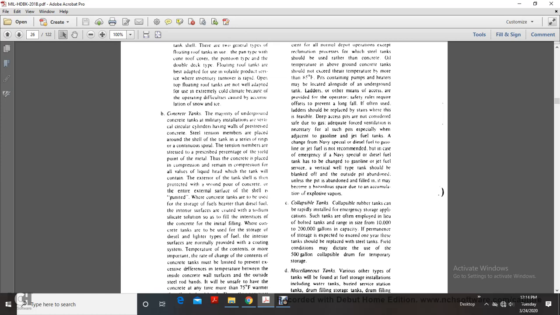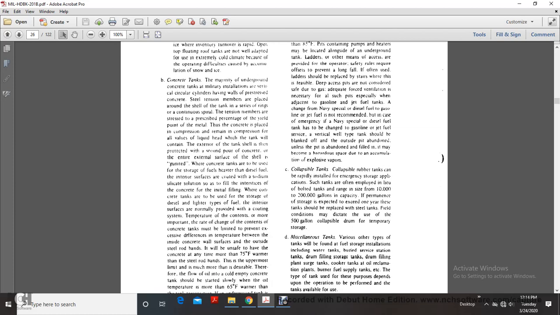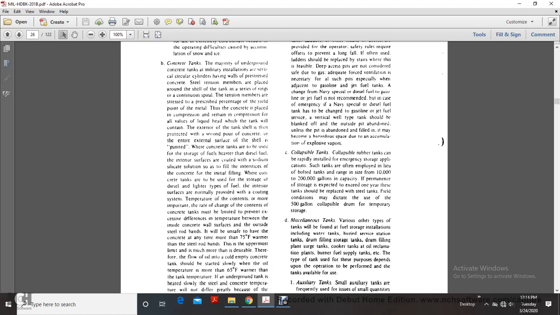The concrete tanks are used for the storage of fuel heavier than diesel fuel, and the interior surface is coated with a sodium silicate solution to fill the interstices of the concrete with the initial filling. When the concrete tank will be used for the storage of diesel or lighter types of fuel, the interior surface will normally be provided with a coating system.